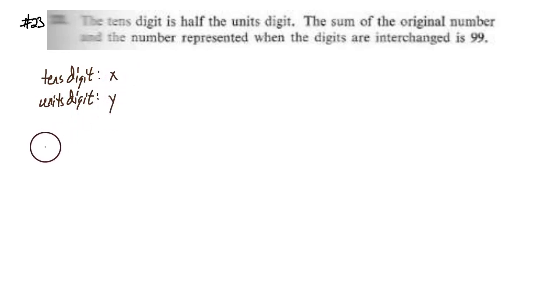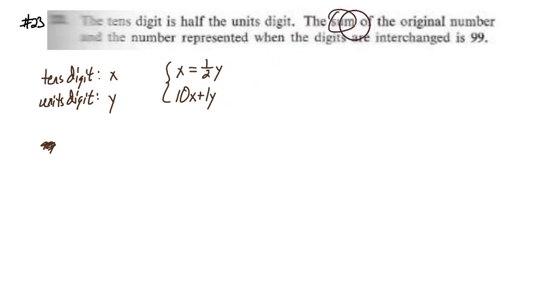What this means is whatever these numbers are for x and y, you're just writing them side by side to create a 2-digit number. Let's read the paragraph again and create equations. The tens digit is, so x is, half the units digit. Now the next sentence. The sum of the original number and the number represented when the digits are interchanged is 99. The original number has a value 10 times the tens digit plus 1 times the units digit.